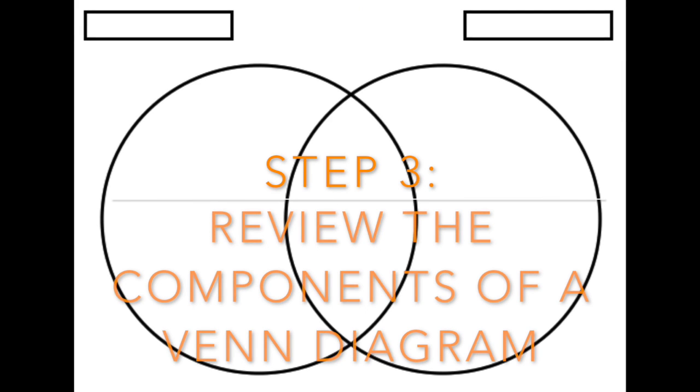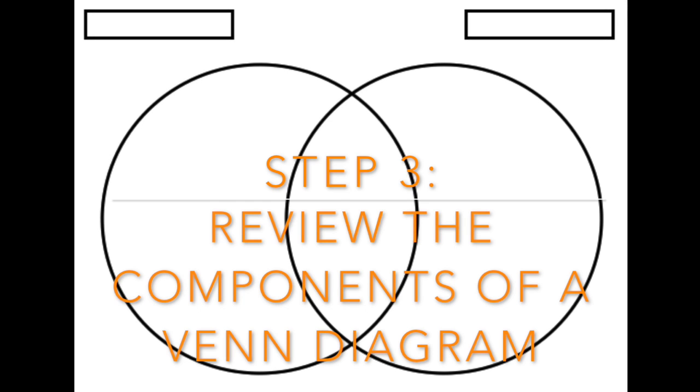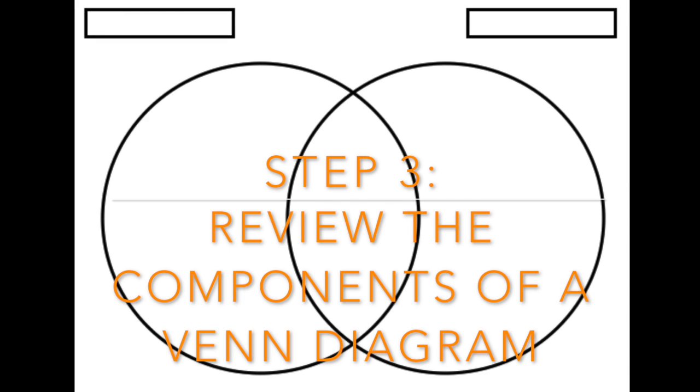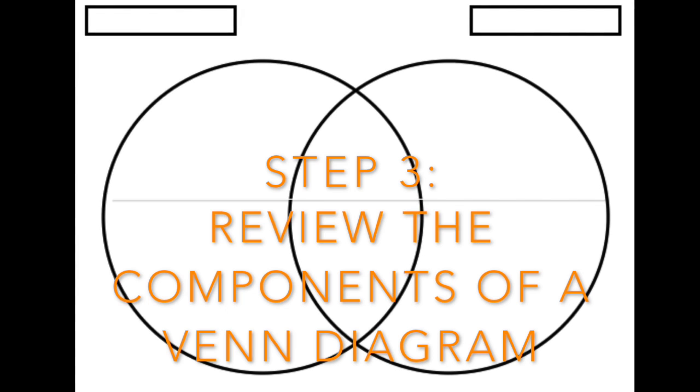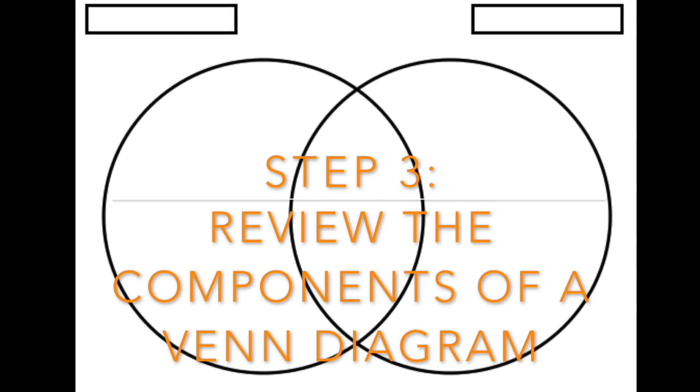Step 3 is to review the components of a Venn diagram. A Venn diagram is multiple shapes that are overlapped to help us compare and contrast. One of these shapes will be your first topic, and the other shape would be your second topic. Where they cross over is where those two topics have similarities or things in common.